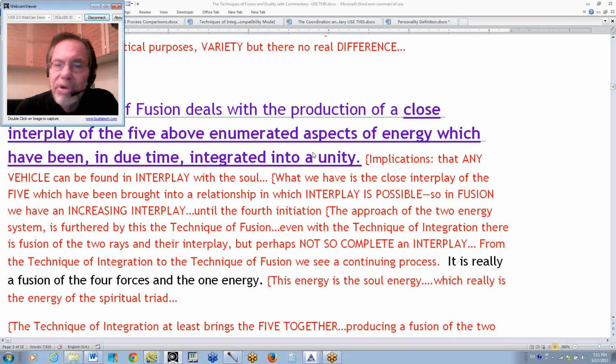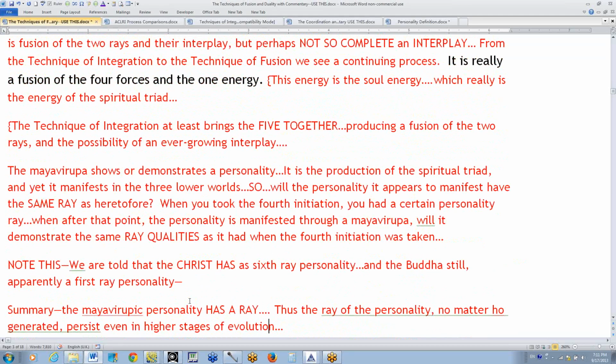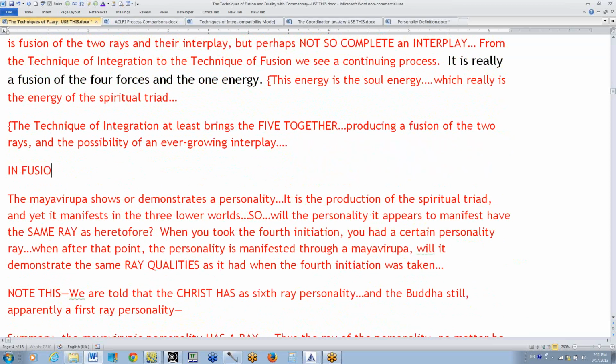It's possible to have your physical vehicle interplaying with the soul, your emotional vehicle interplaying with the soul, a combination of physical and emotional interplaying with the soul, the mental vehicle interplaying with the soul, a combination of mental, emotional, and physical, etheric interplaying with the soul, the entire personality interplaying with the soul. It's one field. And let's just say in fusion, the interplay becomes more intense. In fusion, the interplay in the 5-fold field becomes more and more complete.